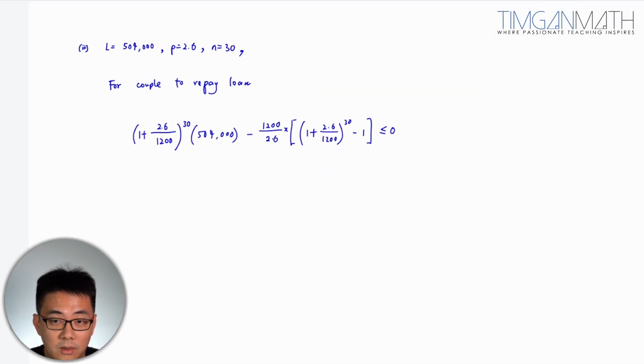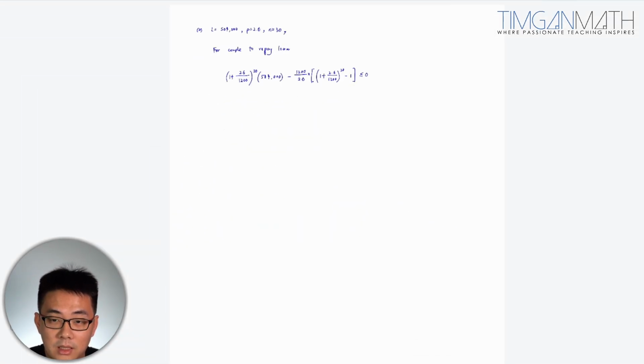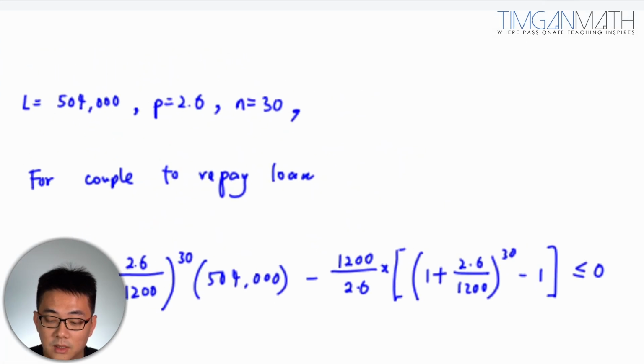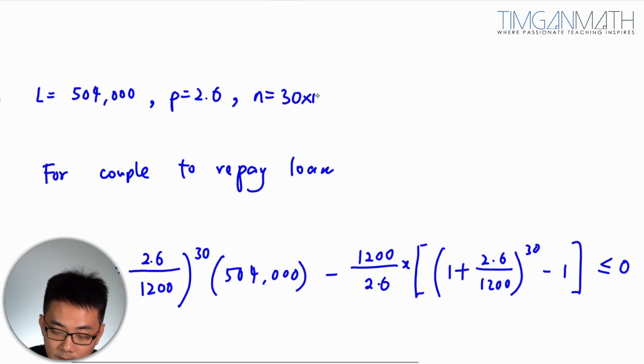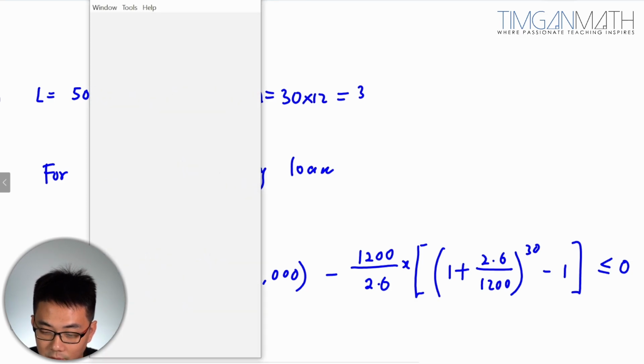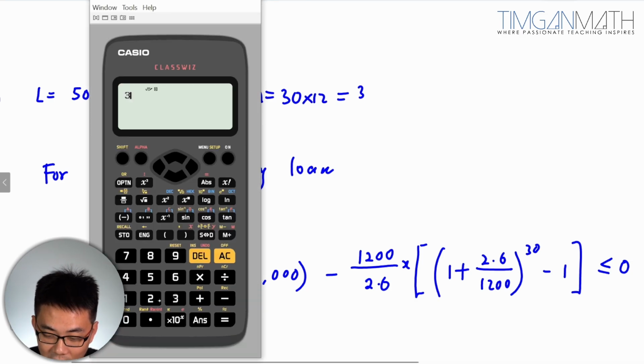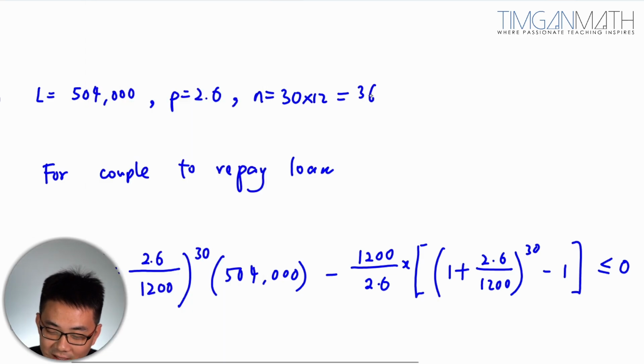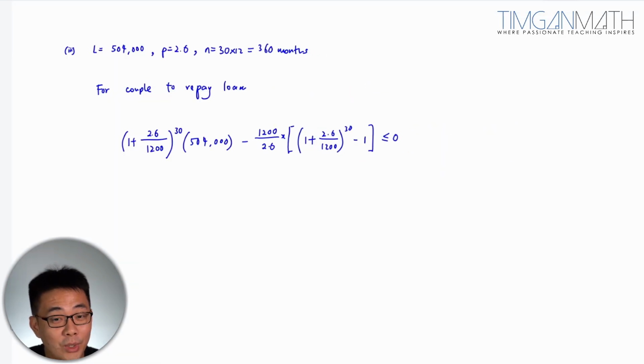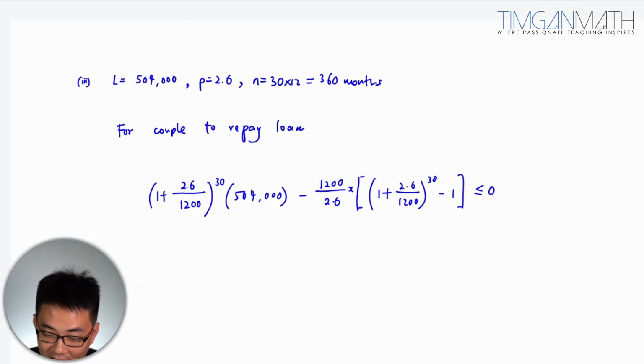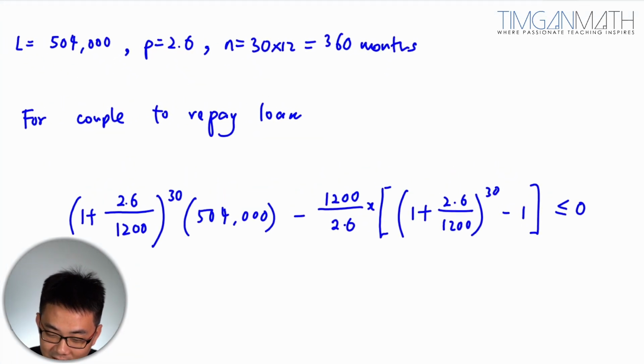in 30 years. Okay. Wait, sorry. This is 30 years. 30 years meaning to say times 12. So 30 times 12, because we did it in months, right? So it will be 360 months. Okay, what do we need next? Okay, there you go. So this is what we need, and it will just be 360 here.